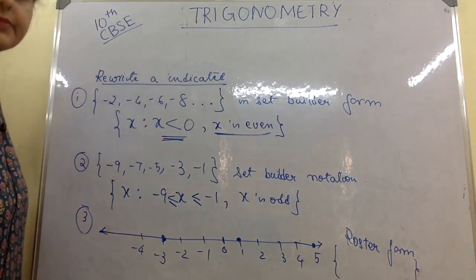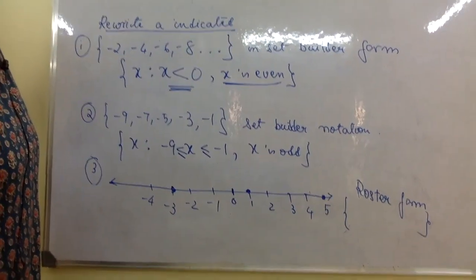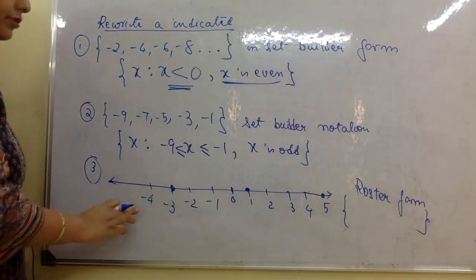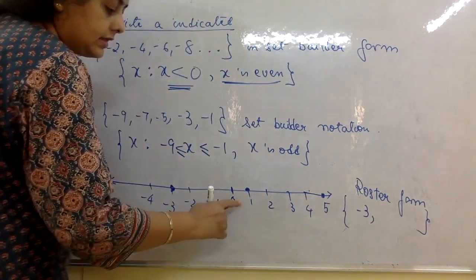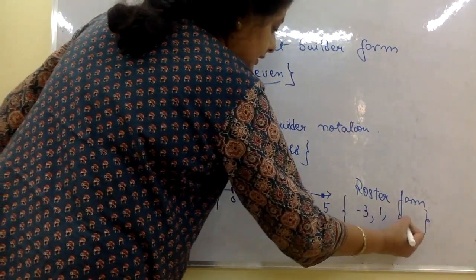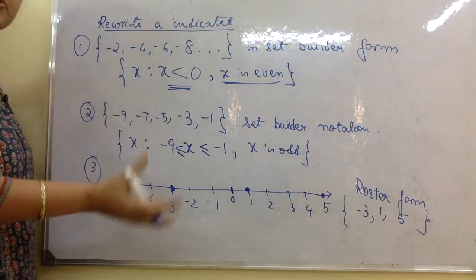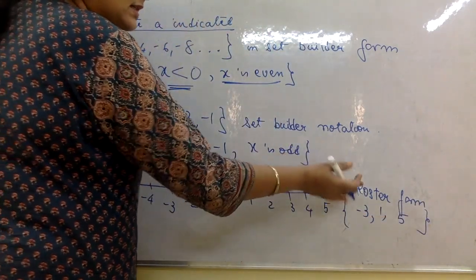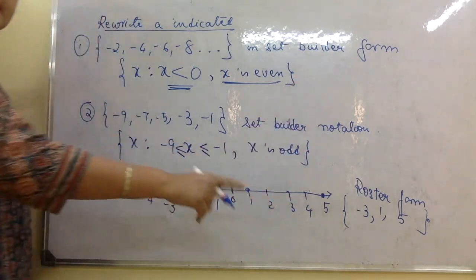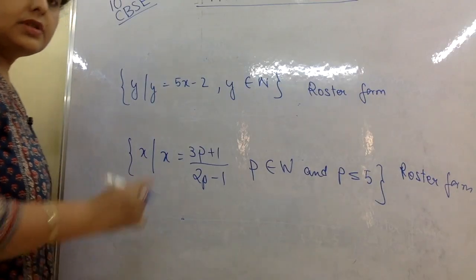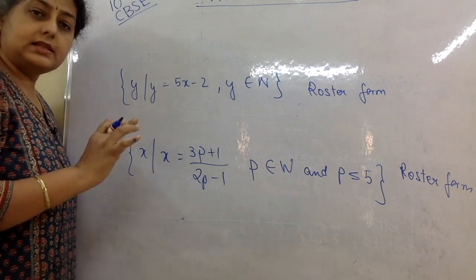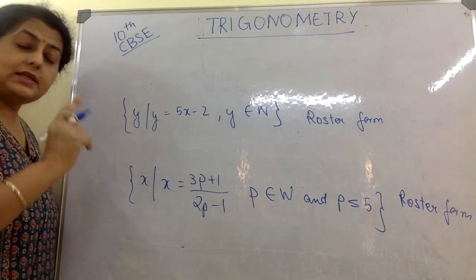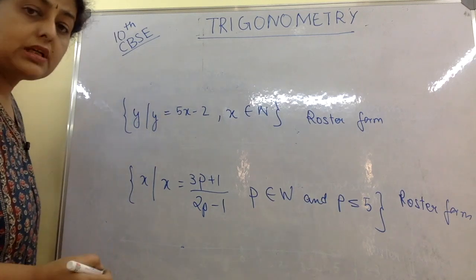What should we do? Clearly, you just have to pick up and write like this: -3 comma, then 1 comma, and then 5 comma. So the set which comes out of this is made up of only these 3 elements. So here there are 2 questions. Generally this is the type that is asked in the exam. So let us quickly solve this.